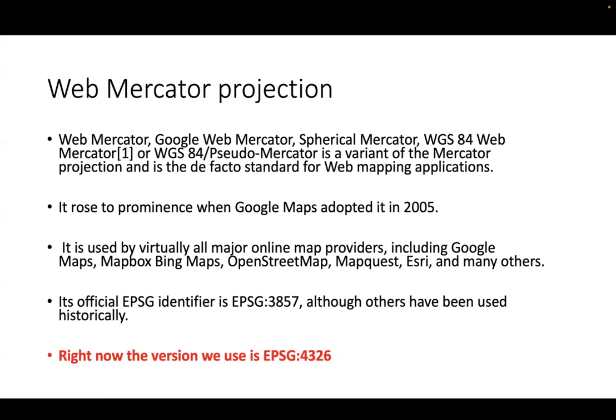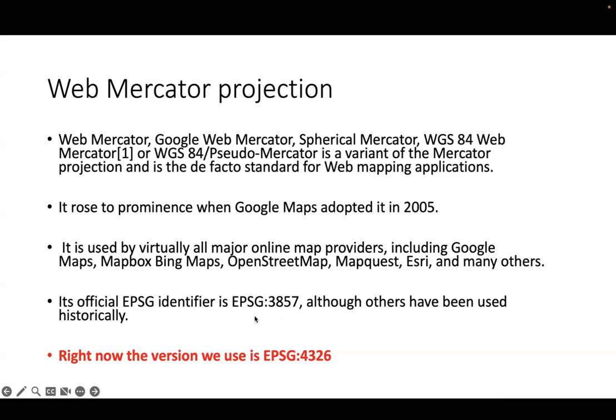In 2005, Google adopted this projection system in its Google Maps. Since then, this became the universally accepted projection system. So if you see any maps, Google Maps, OpenStreetMap, and so on, they all are using this standard, WGS 84. This is popularly called EPSG 3857. So this is the major one.